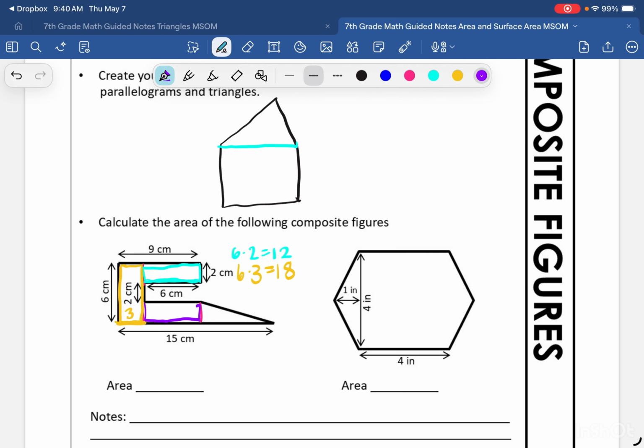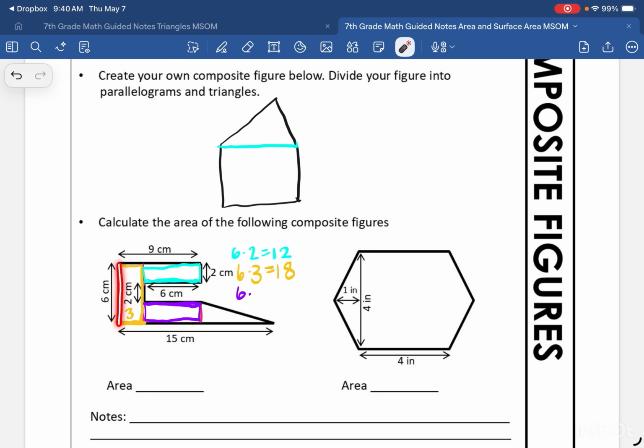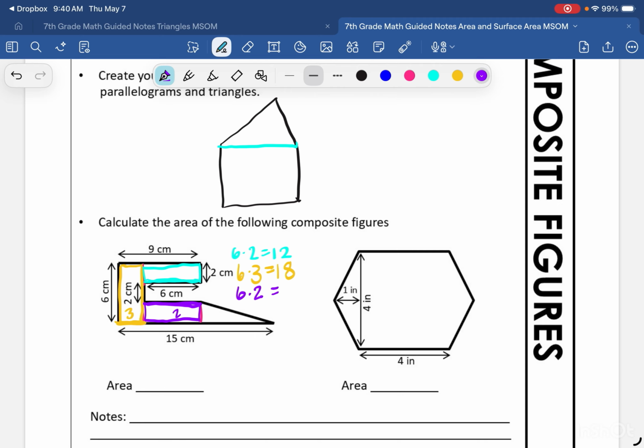Let's move on to the next rectangle, which is right here. So again, I need my base, which will be 6. And my height, again, I don't know my height right off the bat, but I know this is 6. And I know this is 2. Coming over here, this is 2. So in order to get 6, this must be 2 as well. So I'm going to have 6 times 2 equals 12.